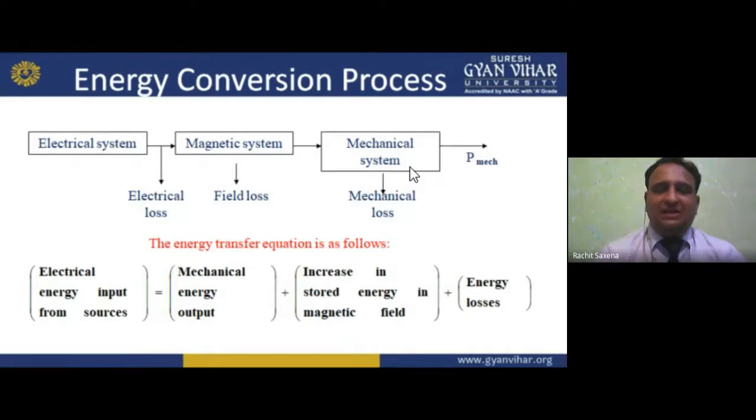Now the other concept is this energy conversion process. How does it take place? First is the electrical system, where we have the electrical losses. My dear student, first current meets the coil. If the coil has some resistance, we have the copper loss. Why copper loss? Because that winding is made of copper, and the loss is basically the heat loss, that is I square R. Then it converts into the magnetic field or magnetic system.